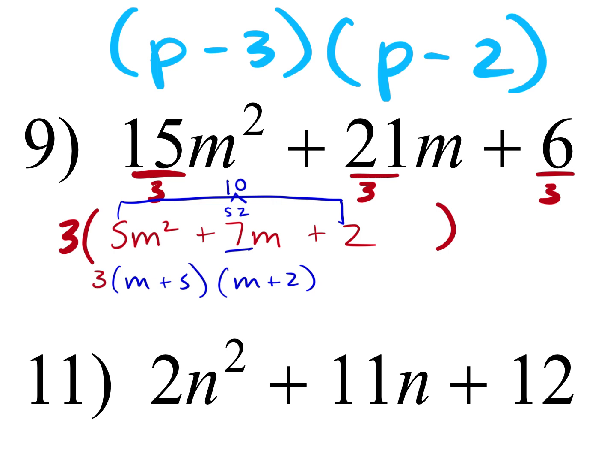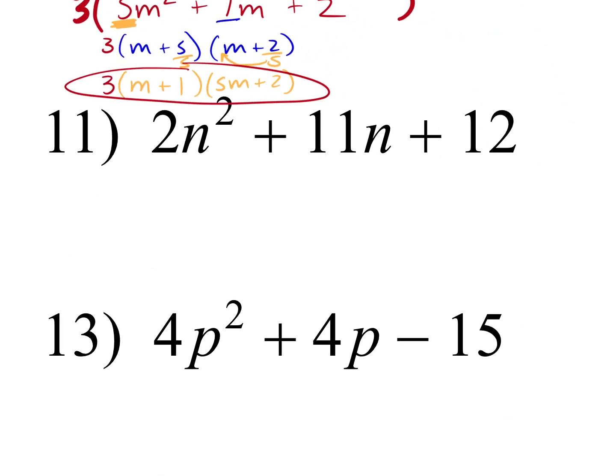Am I done? No. What do I have to do? Awesome. If you start by multiplying that first number, you have to remember to go back in and divide it. So 5 divided by 5 would be 1. What if it doesn't divide? What do I do? Move it in front of the m. So 5m plus 2. So we have 3 times m plus 1 times 5m plus 2.